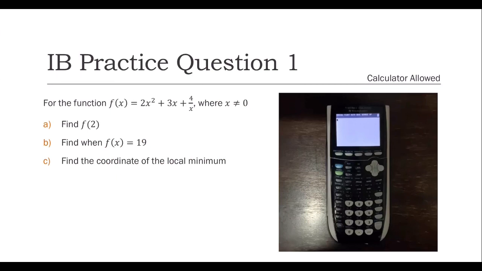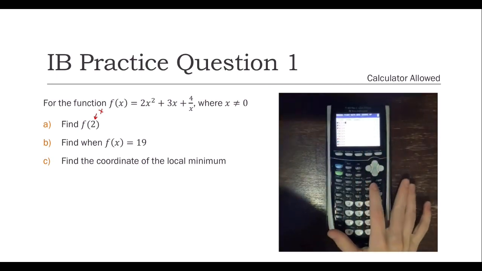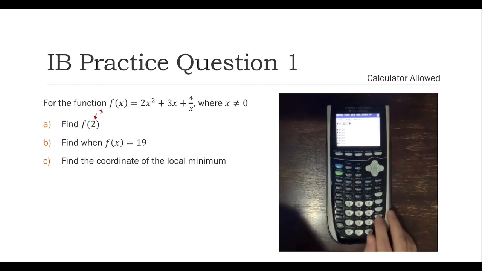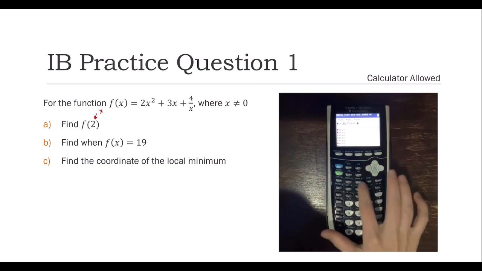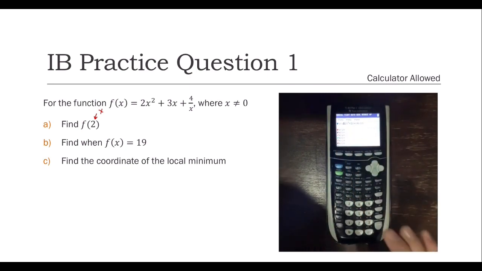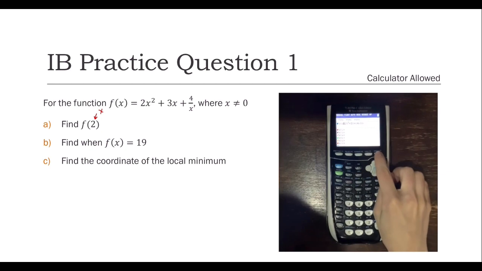So here we have our first IB practice question. It says for the function f of x equals 2x squared plus 3x plus 4 over x, where x cannot equal 0, find f of 2. So where x is 2, we'll start by putting f of x into y equals. So y equals 2x squared plus 3x plus, and then we'll put 4 over x in parentheses just to make it clear that that is one fraction. So then we'll graph it.